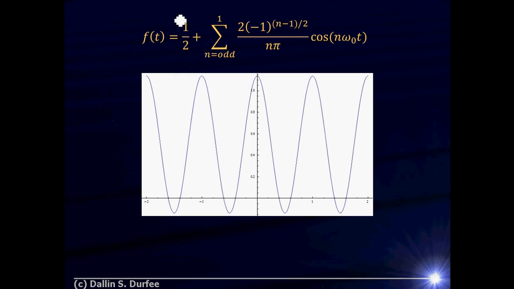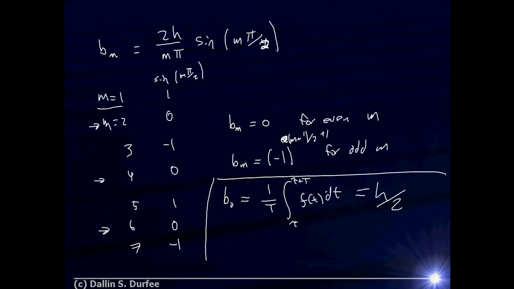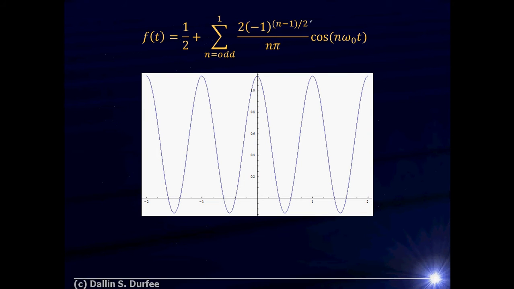So I found all of my b sub n's, I can plug them in. So basically I got h over 2, and I'm going to let h equal 1. Then over here we have 2 times negative 1 to the n minus 1 over 2. I had n plus 1, but I had to add an extra 1. I could have also subtracted a 1, that would do it too. And then I get n minus 1 over 2, over n pi. And then I multiply by my cosine. So this is my b sub n right here. This is my b sub 0 right here. That's what I found. I plug them in and I get this function.